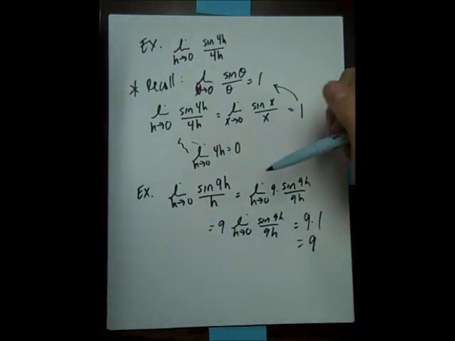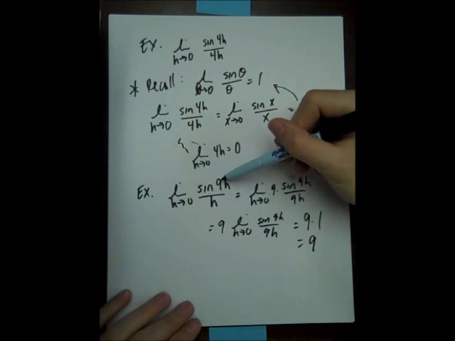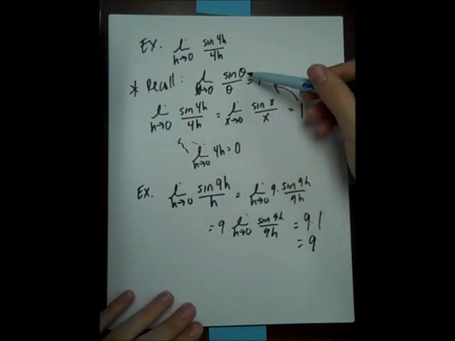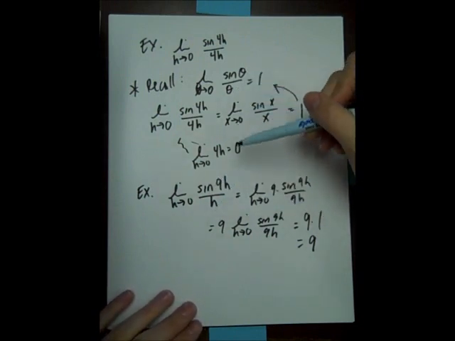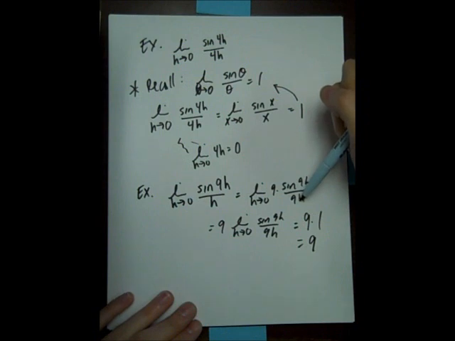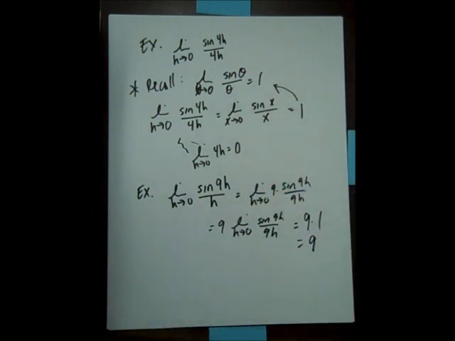So again, what do we do on this one? We needed to have sine of 9h over 9h to use our property. These two thetas have to be the same. So I put a 9h on the bottom, but then I had to multiply by 9 to cancel out what I just did. Once I did that, I brought my 9 out front. That was the constant multiple. So I got 9 times 1, which was just 9.